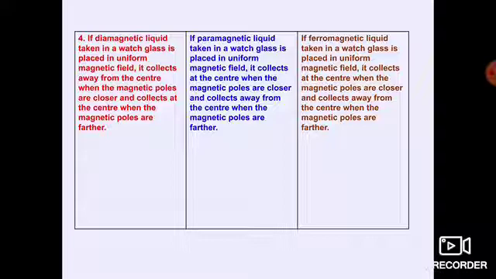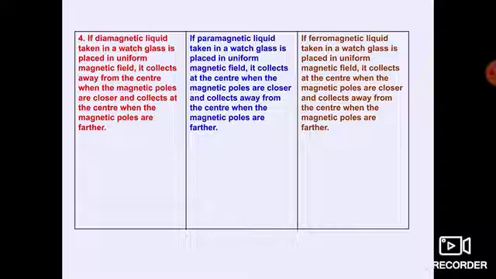Now, if diamagnetic liquid taken in a watch glass is placed in a uniform magnetic field, it collects away from the center where the magnetic poles are closer and collects at the center where the magnetic fields are farther. If paramagnetic liquid taken in a watch glass is placed in a uniform magnetic field, it collects at the center when the magnetic poles are closer and collects away from the center when the magnetic poles are farther.